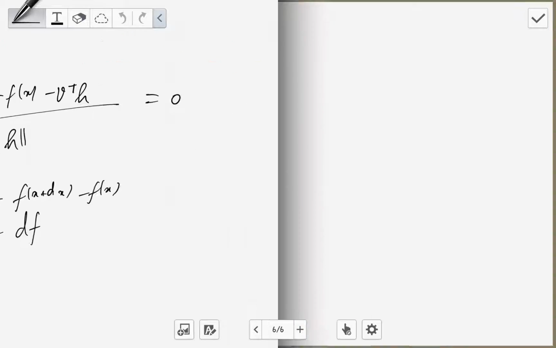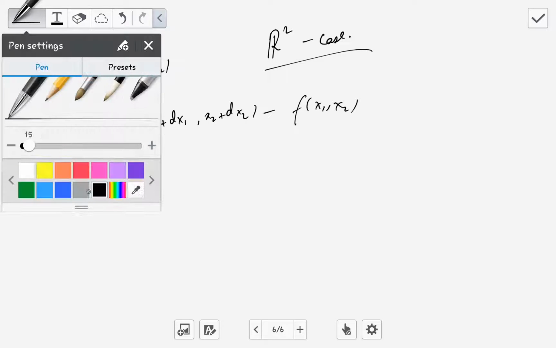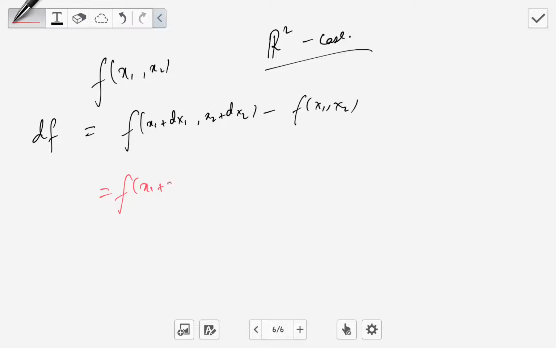Now let us look at a two variable function f of x1, x2, and write f of x1 plus dx1, x2 plus dx2 minus f of x1, x2, which is your df, for the R2 case. Now this is f of x1 plus dx1, x2 plus dx2 minus f of x1 plus dx1, x2, plus f of x1 plus dx1, x2 minus f of x1, x2. Just adding and subtracting this.